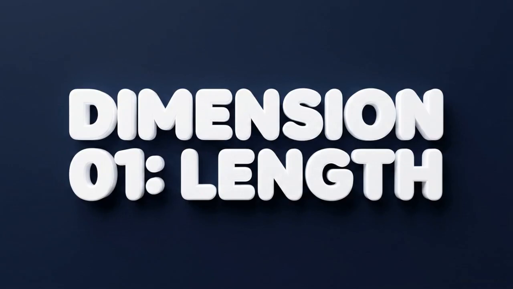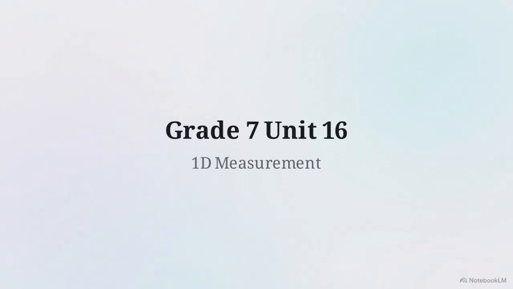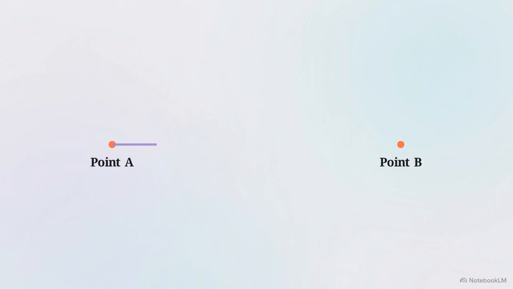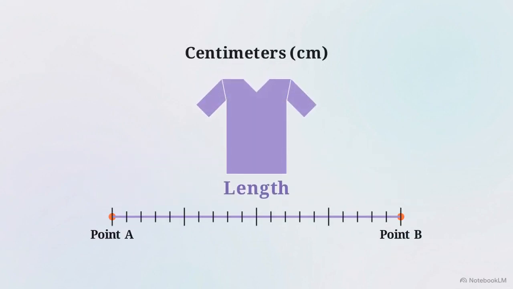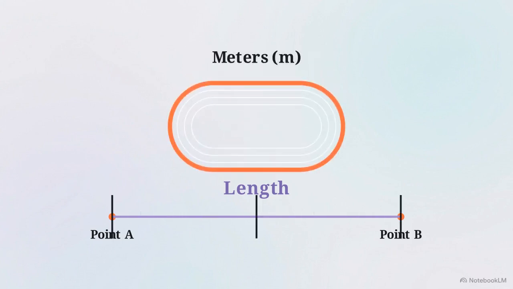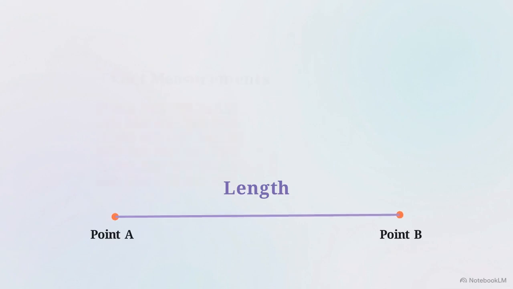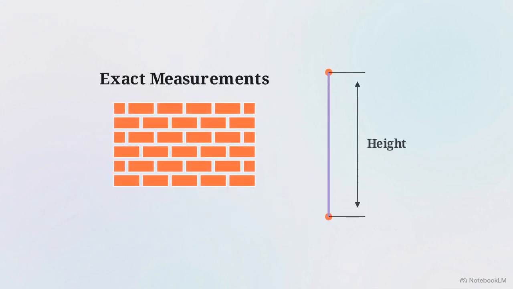Every physical action requires a dimension. We start with the absolute simplest dimension, length. This is grade 7, unit 16. It is purely a one-dimensional measurement, the direct distance from point A to point B. When you are buying cloth for a shirt, you measure in centimeters. When you calculate the distance of a running track, you use meters. And when determining the height of a brick wall, you need exact measurements.